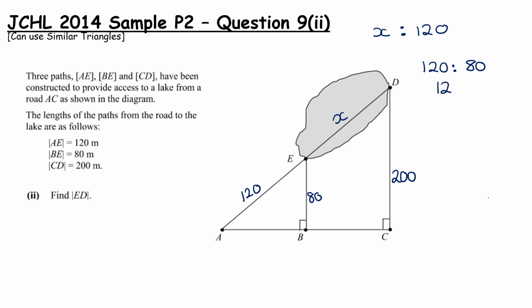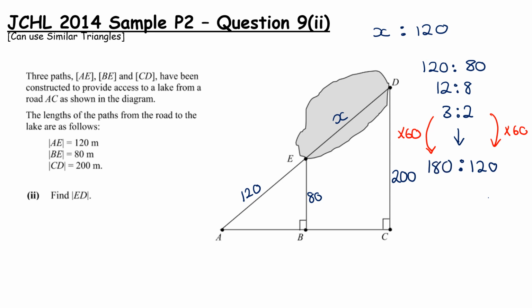So this simplifies down to 12 is to 8, or 3 is to 2. We want to make that something is to 120. So 2 by what gives me 120? So I can multiply that by 60. Here I can multiply by 60 as well.